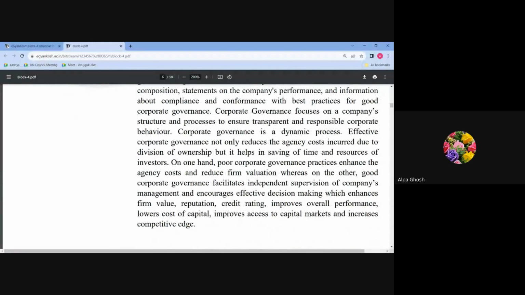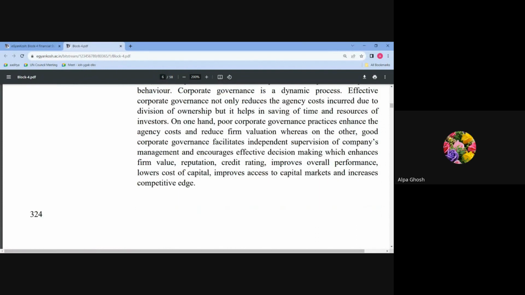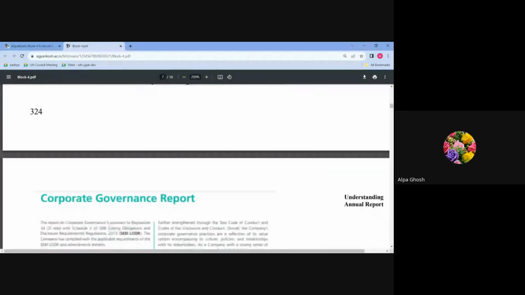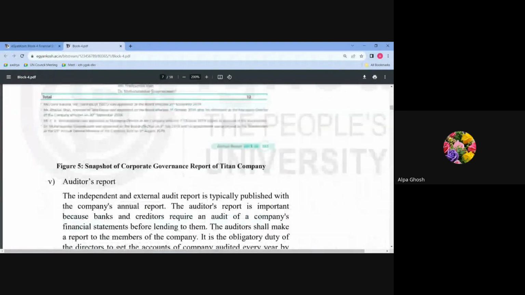What is the value, the goodwill of the company? What is the credit rating, if the company is into financial transactions? What are they aiming at in increasing the overall performance of the company? How are they going to lower the cost of capital so that in turn they can increase the return on investment, how are they going to access the capital market, and then increase the competitive edge among the competitors?